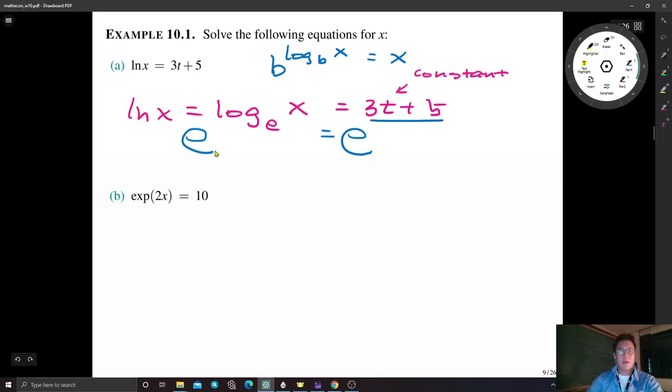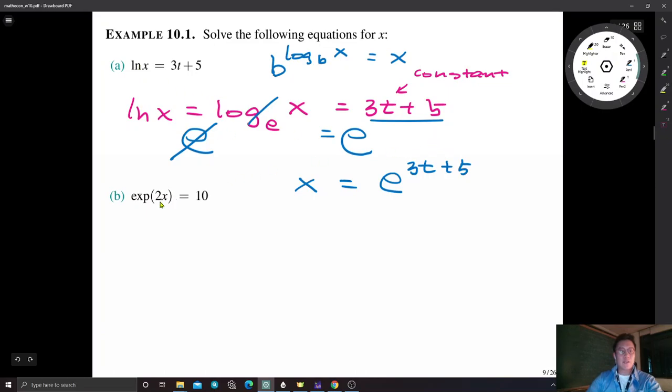Then on the left hand side, e to the power log with base e of x, this e and log with base e cancel, so we are left with x. So x is e to the power 3t plus 5. That's the way to solve an equation when it involves a logarithm: we take the exponential function with the same base, and then we can solve for x.